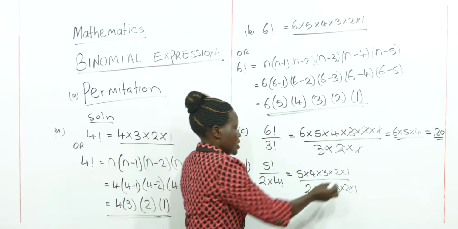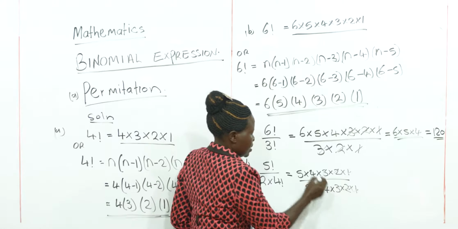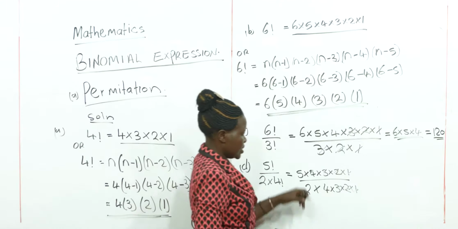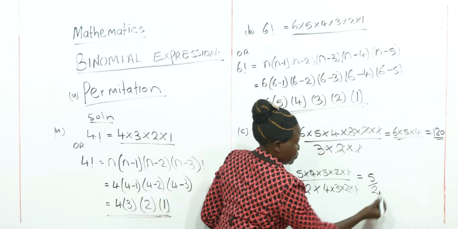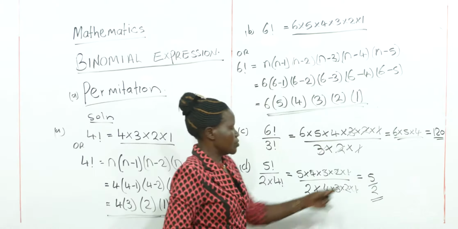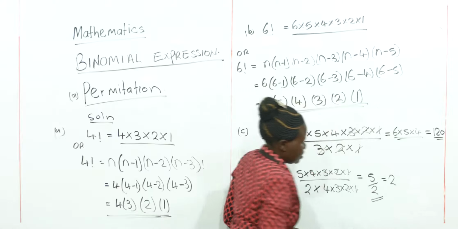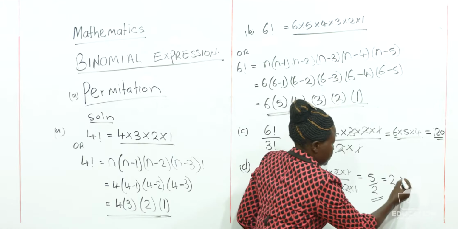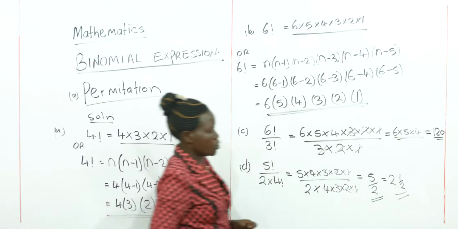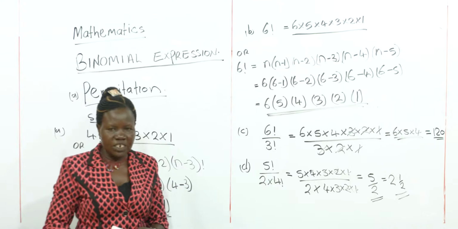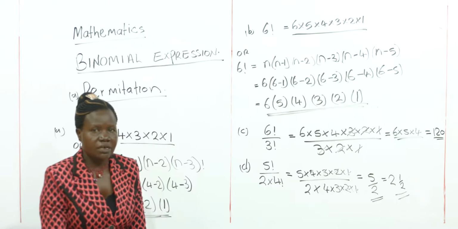And then here you can eliminate 1 with 1, 2 with 2, 3 with 3, 4 with 4. And then now you remain with what? You remain with 5 divided by 2. So 5 divided by 2 will give you a simple answer as 2 point what? 2 whole number, and then 1 out of 2, which is 2.5. So that is how you simply deal with that. If it does not contain a factorial, you don't take any step.